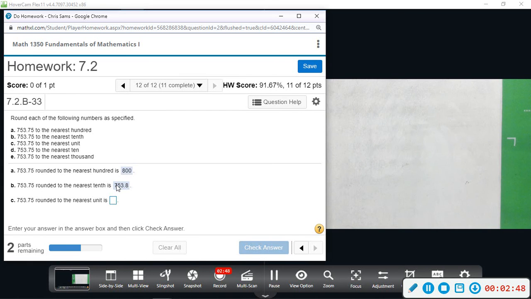Alright, C wants us to round to the unit. When they say unit, they're talking about the ones. So the 10th place is 5 or more. That will round up to a 4. So 754.